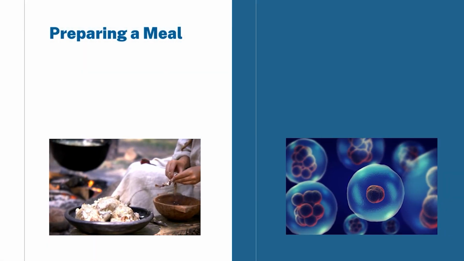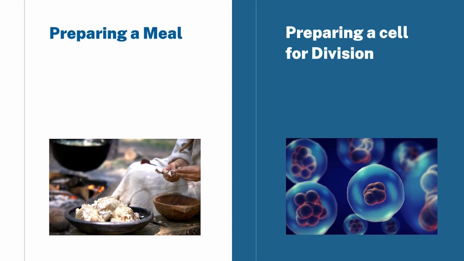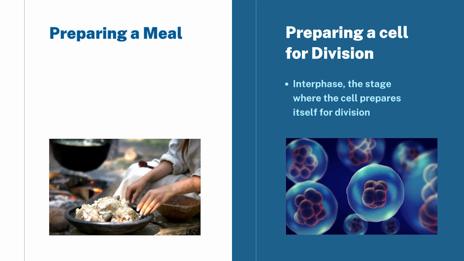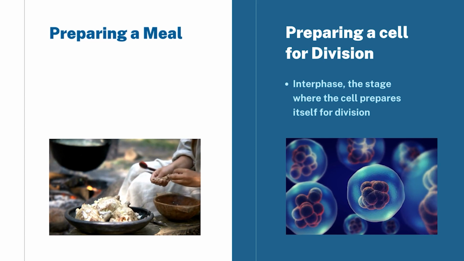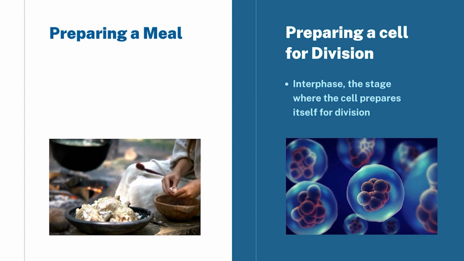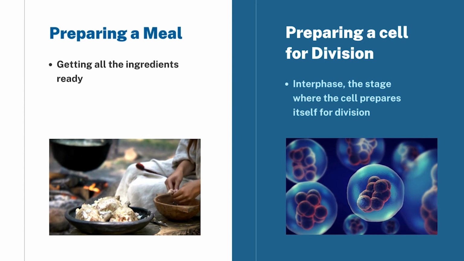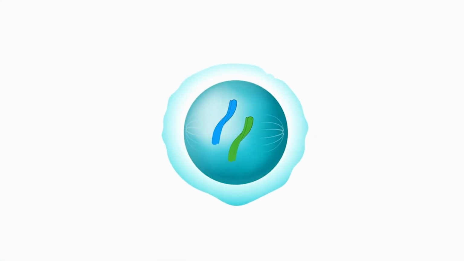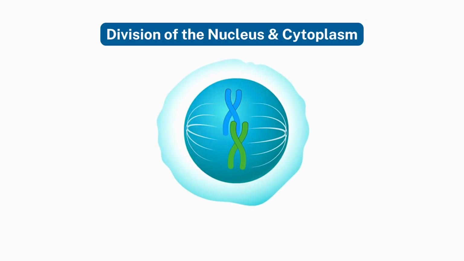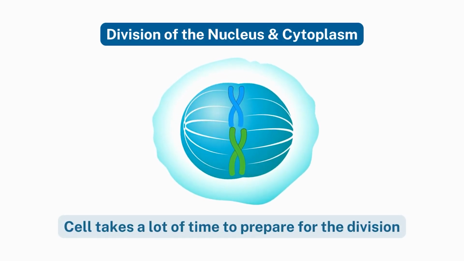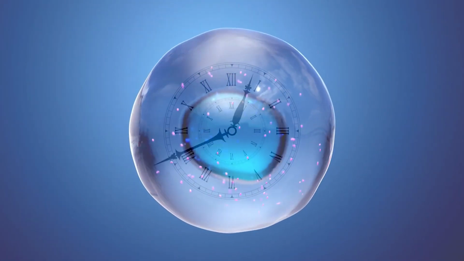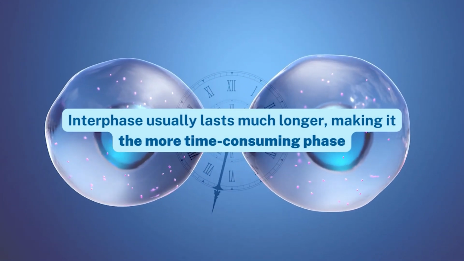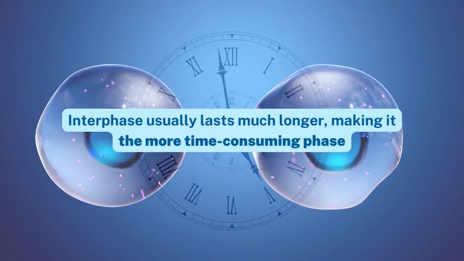Now, come to think of it, preparing a meal is no different than preparing a cell for division. The interphase, the stage where the cell prepares itself for division, can take a lot longer than the division itself. Just like when we are preparing a meal, getting all the ingredients ready can take much longer than the actual cooking. The same goes for the most crucial and challenging tasks like division of the nucleus and cytoplasm. The cell takes a lot of time to prepare for the division. So, while the interphase and the M phase might not have the same duration, the interphase usually lasts much longer, making it the more time-consuming phase.